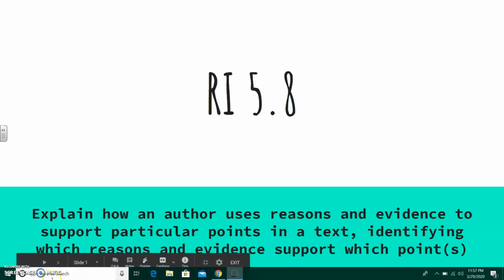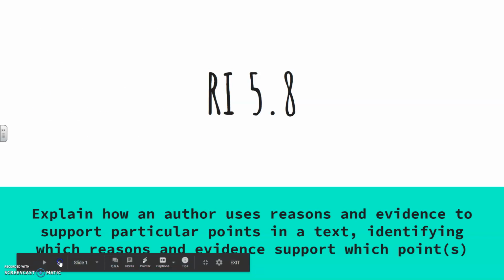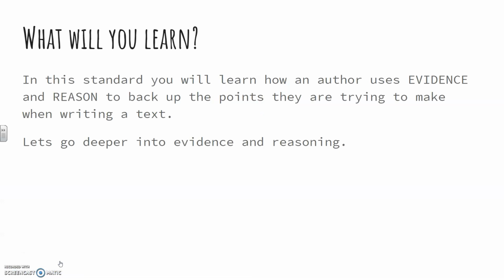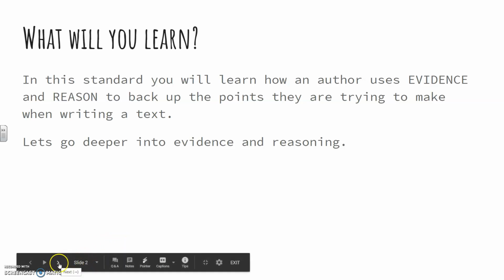RI 5.8. We're going to explain how an author uses reasons and evidence to support particular points in a text, identifying which reasons and evidence support which points. What will you learn? In this standard, you will learn how an author uses evidence and reason to back up the points they are trying to make when writing a text. We're going to look at those two words, evidence and reason, and how an author uses those two things to back up the points they are trying to make when writing a text. Let's go a little deeper.